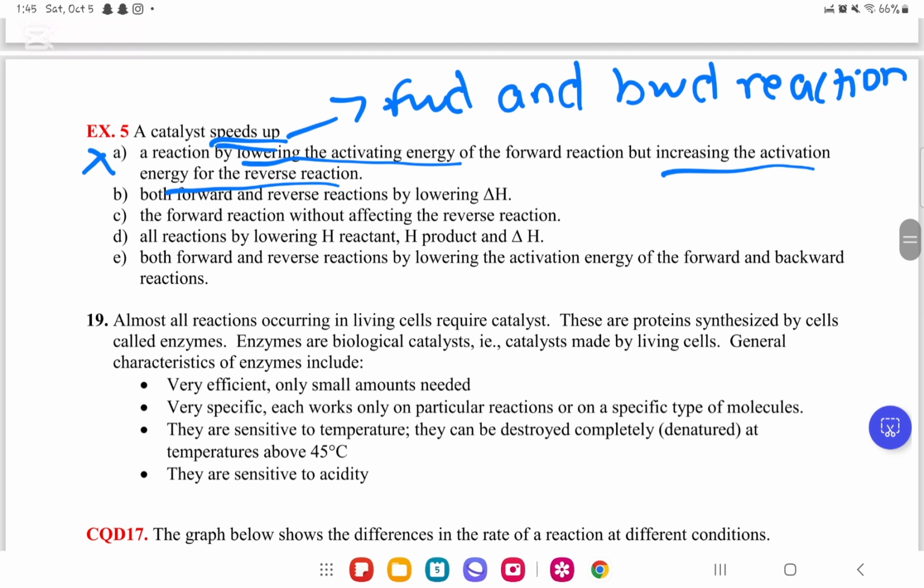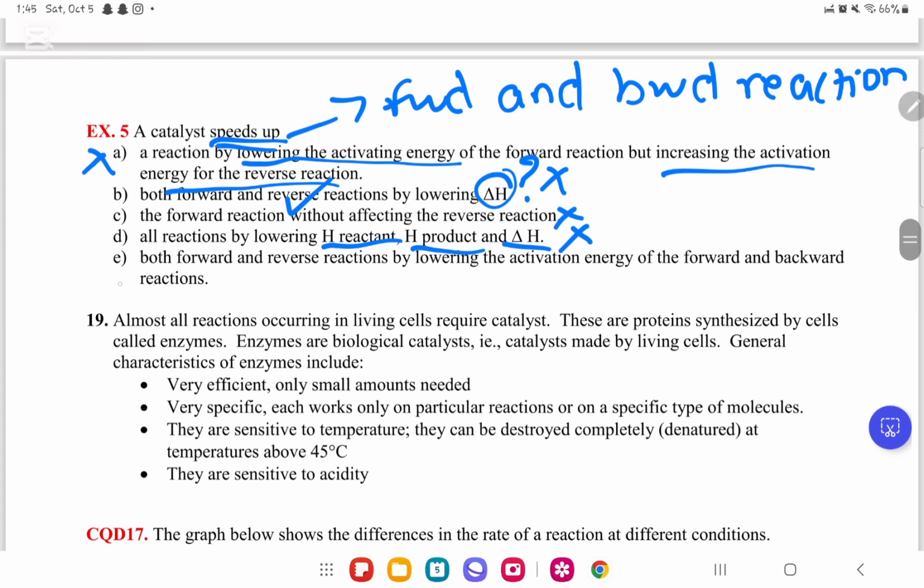So A is wrong. A catalyst speeds up both forward and reverse reactions, yes, but by lowering delta H? No, we said that the catalyst does not affect delta H. The catalyst speeds up the forward reaction without affecting the reverse? No, it will speed up the forward with speeding up the reverse. It will speed up all reactions by lowering H reactant, H product, and delta H? No, it will not affect the heat of the reactant, it will not affect the heat of the product, and it will not affect delta H.